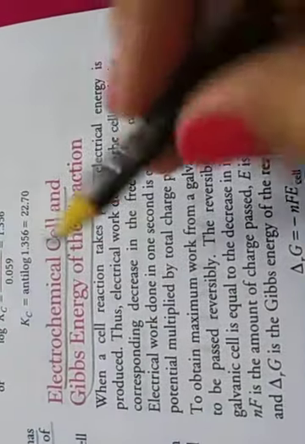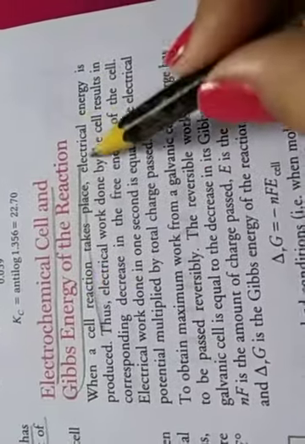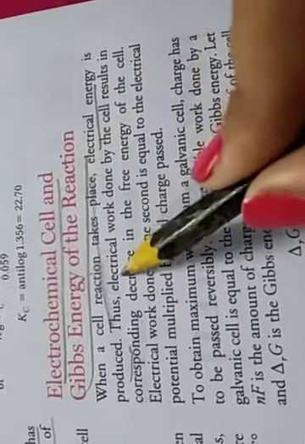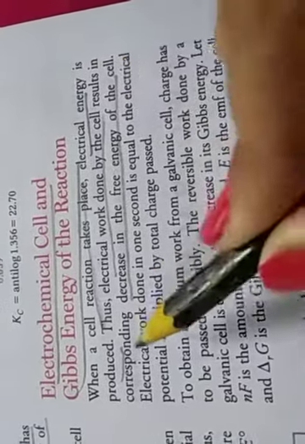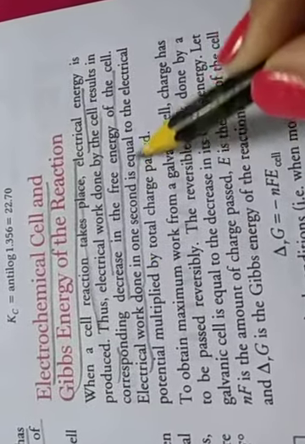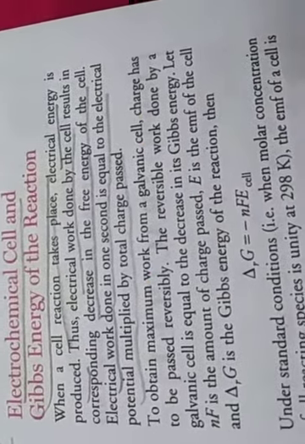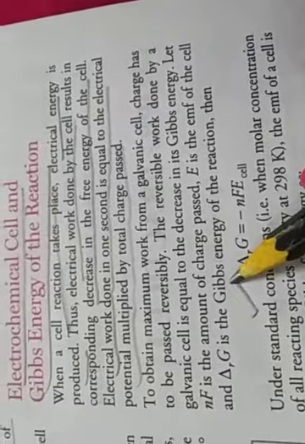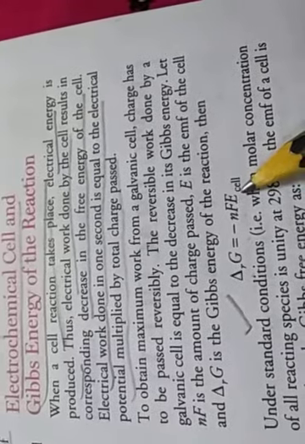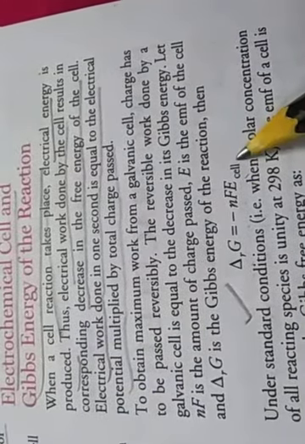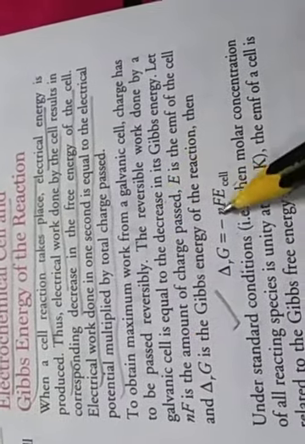Next topic is electrochemical cell and Gibbs energy of the reaction. Whenever a cell reaction takes place, electrical energy is produced. The electrical work done by the cell results in a decrease in the free energy of the cell, and electrical work done in 1 second is equal to the electrode potential multiplied by the total charge passed. So for the galvanic cell, to obtain the maximum work from a galvanic cell, charge has to be passed reversibly. So reversible work done by the galvanic cell is equal to the decrease in the Gibbs energy.